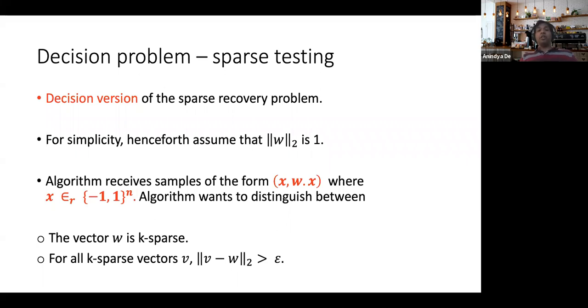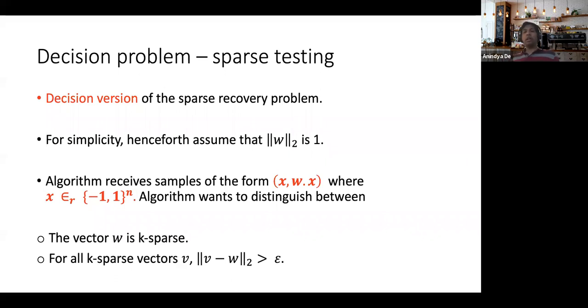And then the model is the same as before, namely the algorithm receives random samples of the form x comma w dot x, where x is a randomly chosen element of the discrete cube. And the algorithm just wants to distinguish between the following cases: that the vector w is k-sparse, or the vector w is at least epsilon far in L2 distance from every k-sparse vector. So earlier, in the recovery question, we were told W is k-sparse and we were trying to recover W. Now we are trying to solve a decision version of the problem: is W k-sparse, or is W epsilon far from every k-sparse vector?